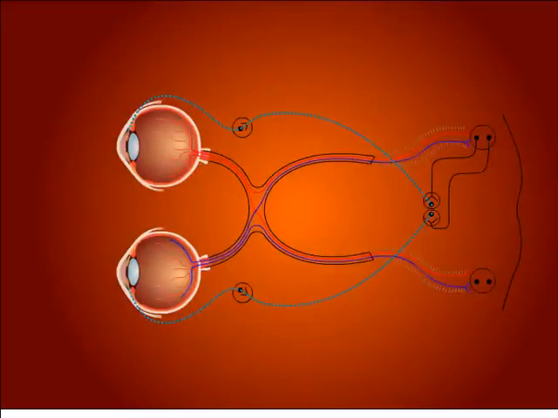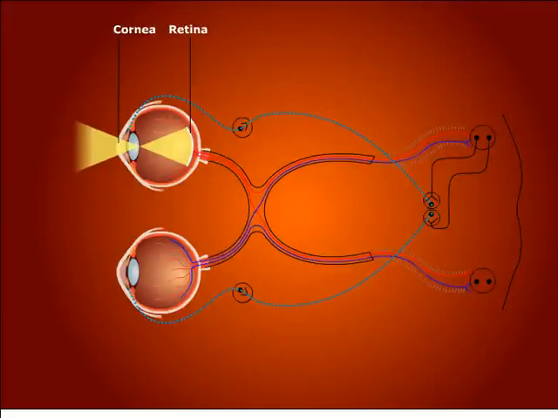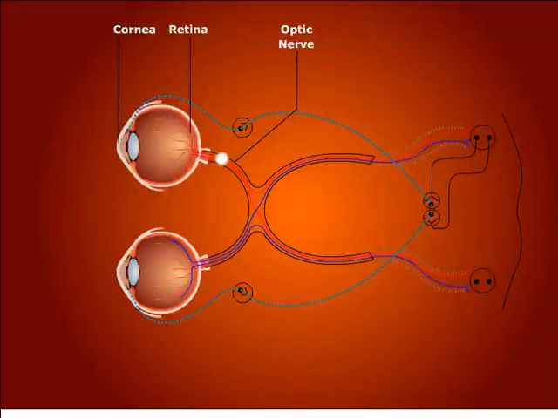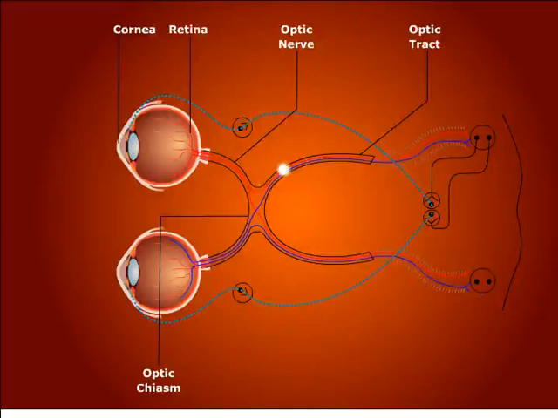Pupillary light reflex. When light is directed to the eye, it stimulates retinal photoreceptors. The impulse is then carried through the optic nerve, which is the afferent limb of the pupillary light reflex. It then continues through the visual pathways.